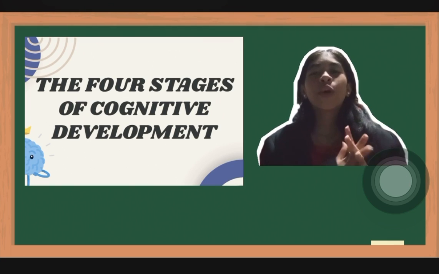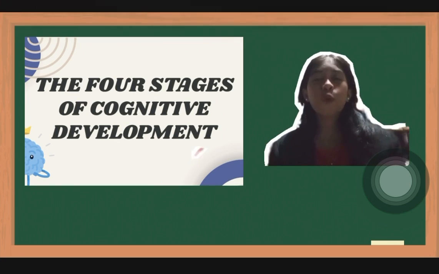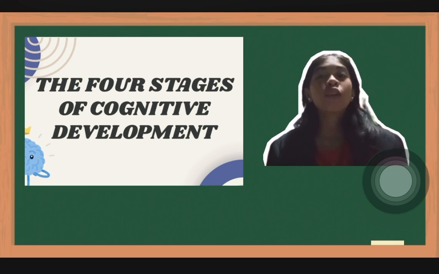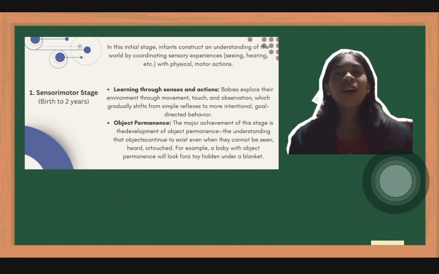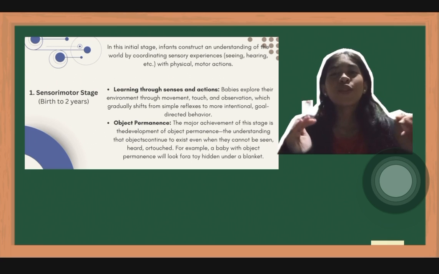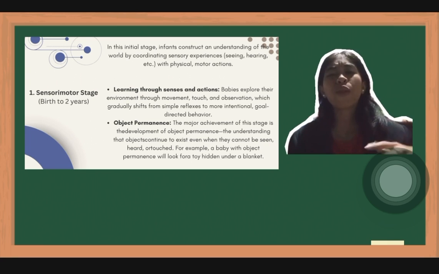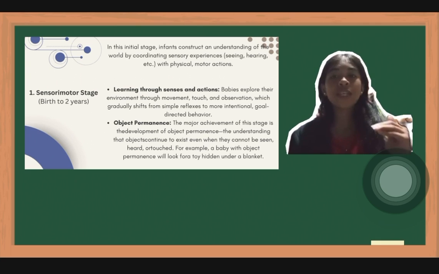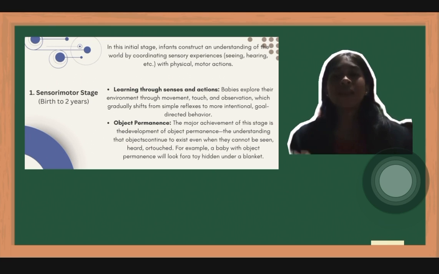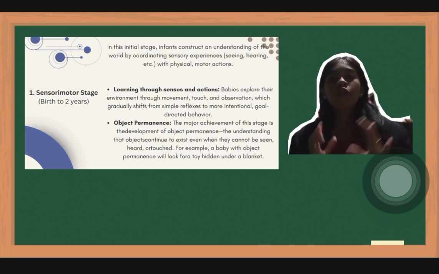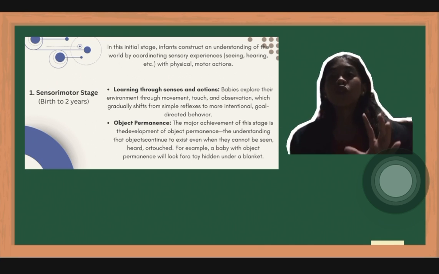Alright, so now we're going to discuss Jean Piaget's 4 stages of cognitive development, of which the first one will be the sensorimotor stage, birth to 2 years. During this stage, infants learn about the world through their senses and physical actions. They begin to understand object permanence, which means they realize that objects continue to exist even when they can't see them. Language use is minimal and mostly nonverbal, relying on gestures, sounds, and early words.